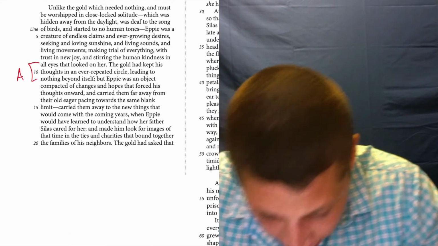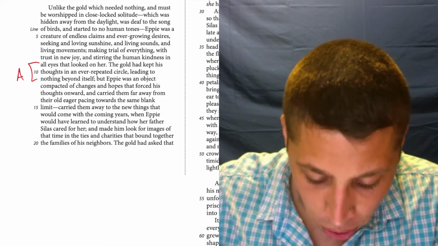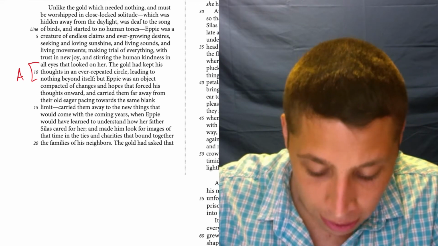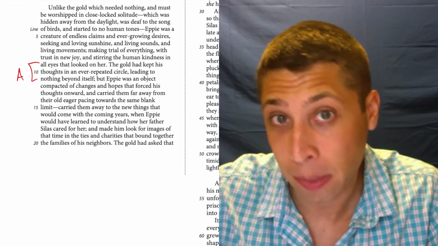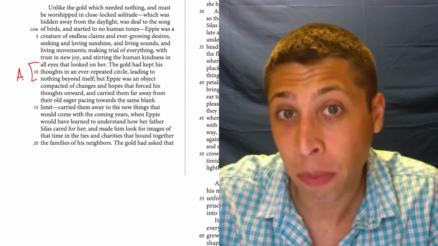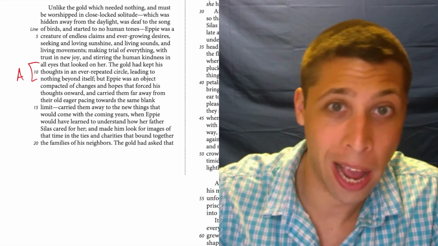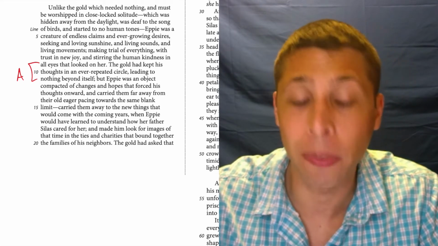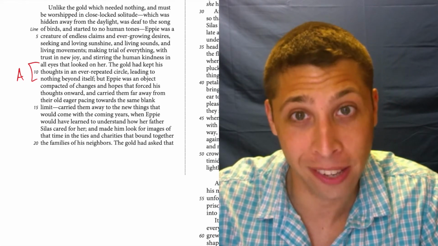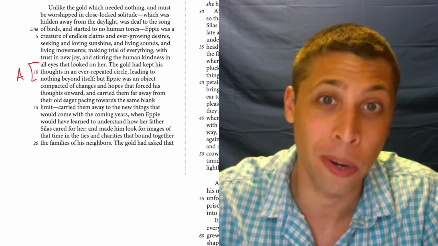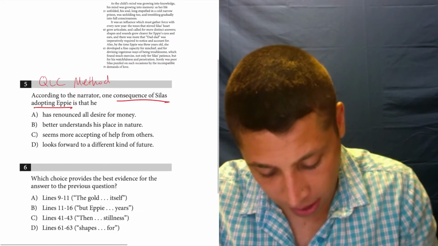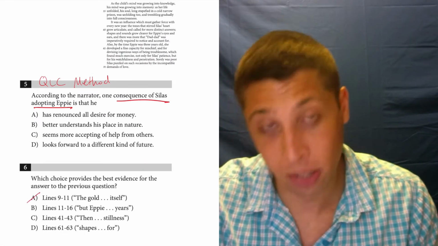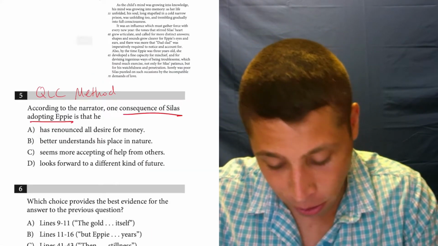That's choice A. The gold had kept his thoughts in an ever-repeated circle, leading to nothing beyond itself. Well, that's about Silas, but that's about life before Epi. We want what happens after her. So this is wrong because it's not actually telling us the consequence of adopting her. It's telling us what came before, and we want what came after. So this is not a good line reference. But look, the next one is just the next set of lines, so hopefully that's better.